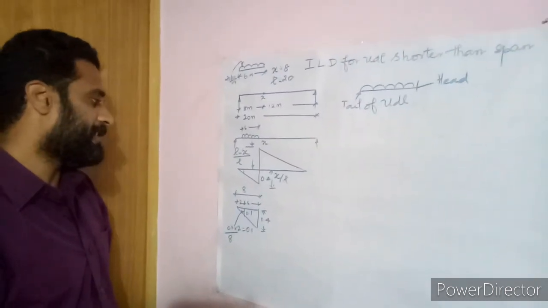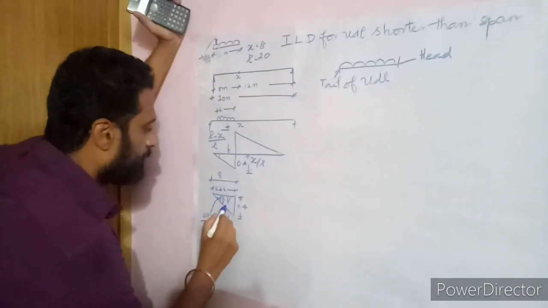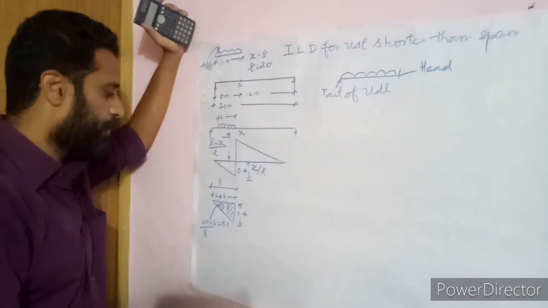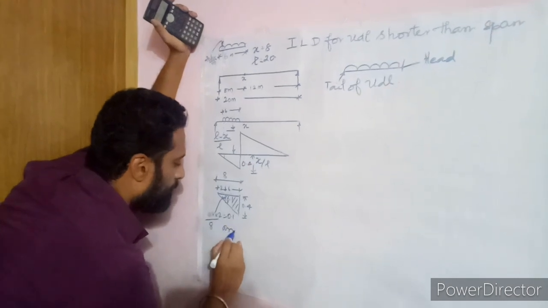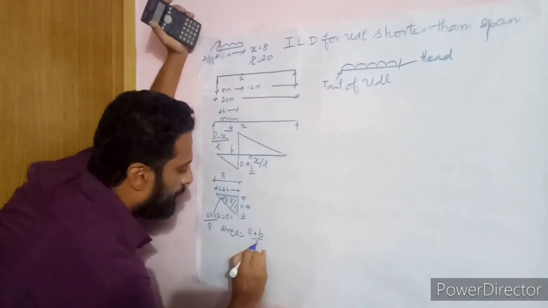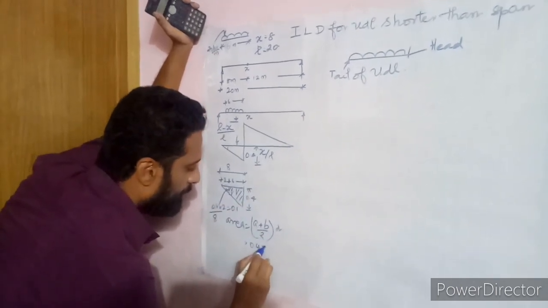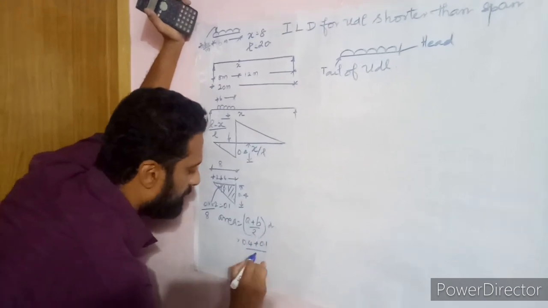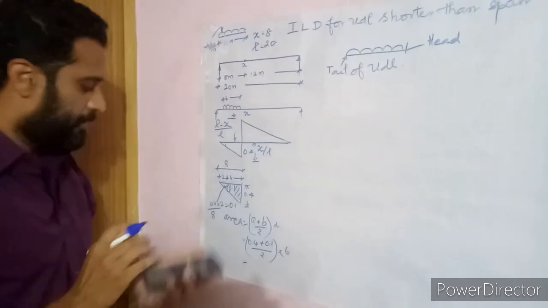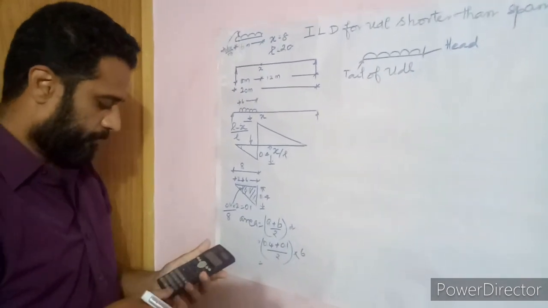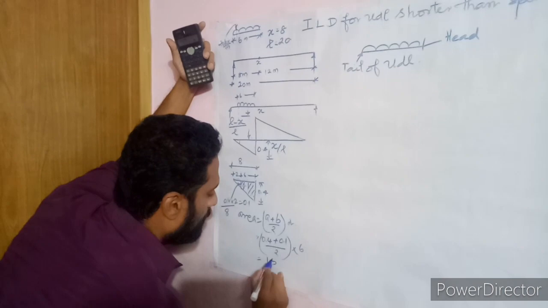So now we will calculate the negative shear force as per the intensity. So you need to find out the area. Since it is a trapezoid, we know the area is A plus B divided by 2 into H. So the area formula is A plus B by 2 into the distance. So here A is 0.4 plus B is 0.1 divided by 2 into the distance. Distance is 6 meters. So the value is 1.5.